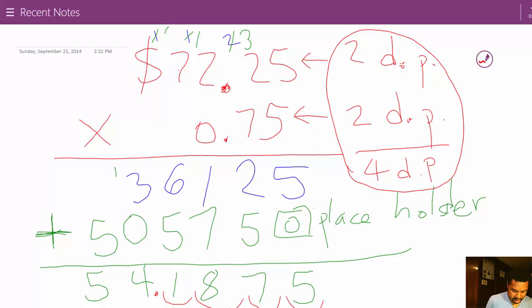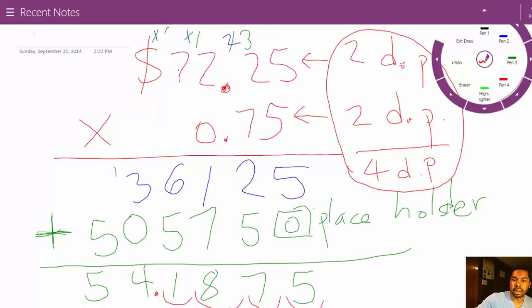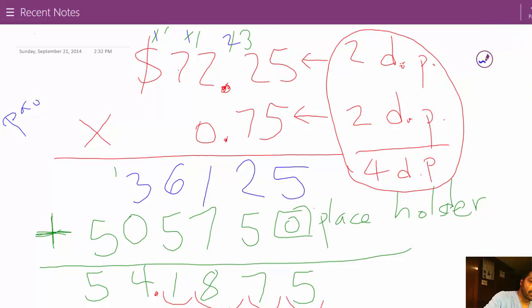Alright, and again, that is also in your textbook on page 72.